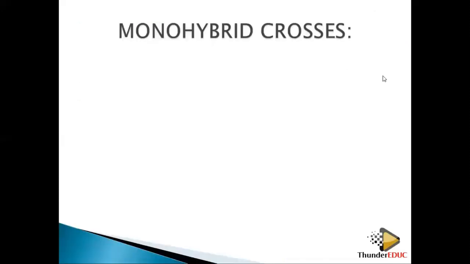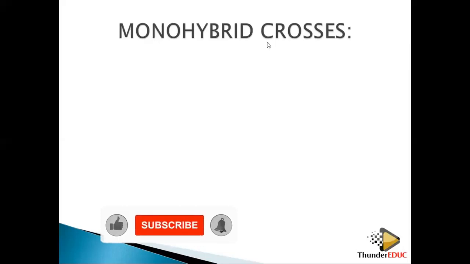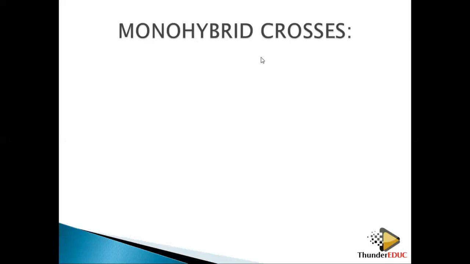A monohybrid cross is a cross which involves one character. You are right, it involves one character. But now you said pink and white. It still is fine. The answer was correct. But where is the character there? The character is color.